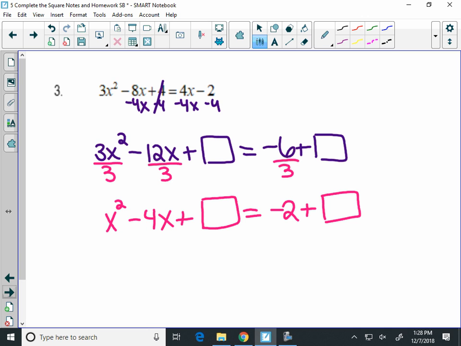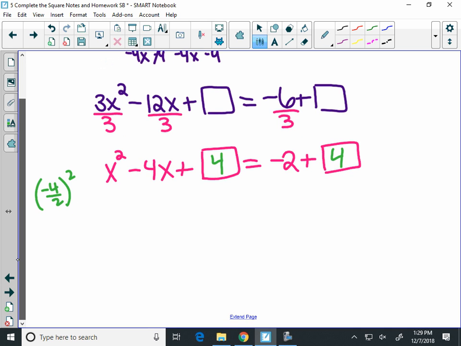So what's going to go in your box here? You take negative 4 divided by 2 squared. 4. Great. Put 4 in both boxes. Wait, no, never mind. Okay, so negative 4 divided by 2 is negative 2. Negative 2 squared is 4. That's how I filled in both boxes. Ask any questions you have. I keep going too fast in my brain and then I trip myself.